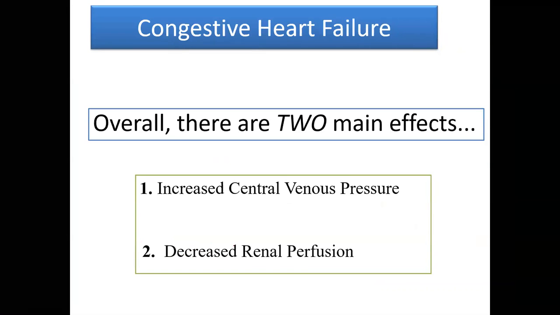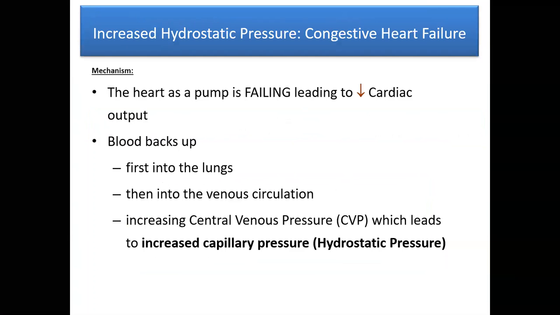Number one, increased central venous pressure. Number two, decreased renal perfusion. Now what happens is the heart as the pump is failing, and that will lead to decreased cardiac output. So the heart is not pumping out enough blood. That will lead to increased backup. So blood will back up first into the lungs, then into the venous circulation, and this will increase the central venous pressure, and that will lead to increased hydrostatic pressure.